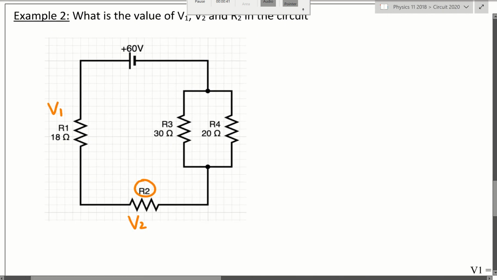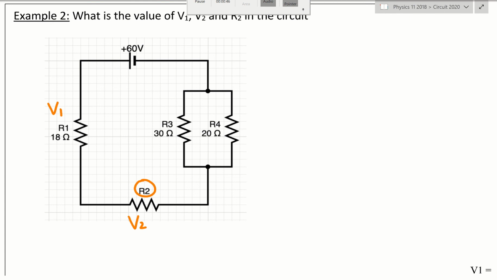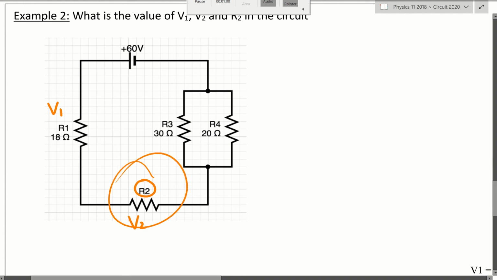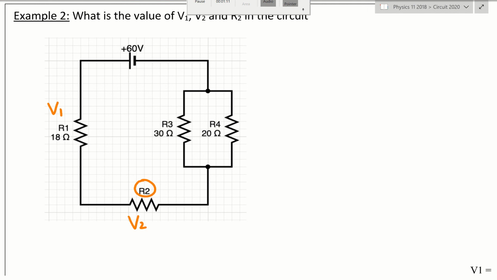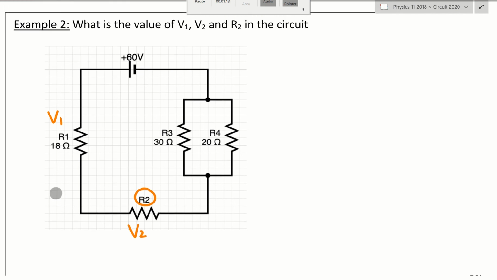Now, a lot of the time when you're doing a circuit question, the first thing you do is try to find the equivalent resistance and then figure out the total current. But in this case, we can't even use that step, which is usually the very first step. The reason is that we don't have R2, and if you don't have R2, there is no way that you can find the equivalent resistance. So we must be doing something else.